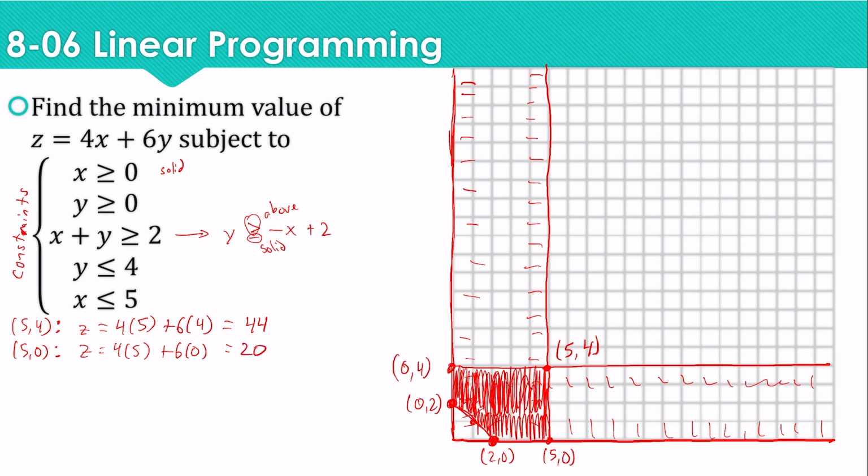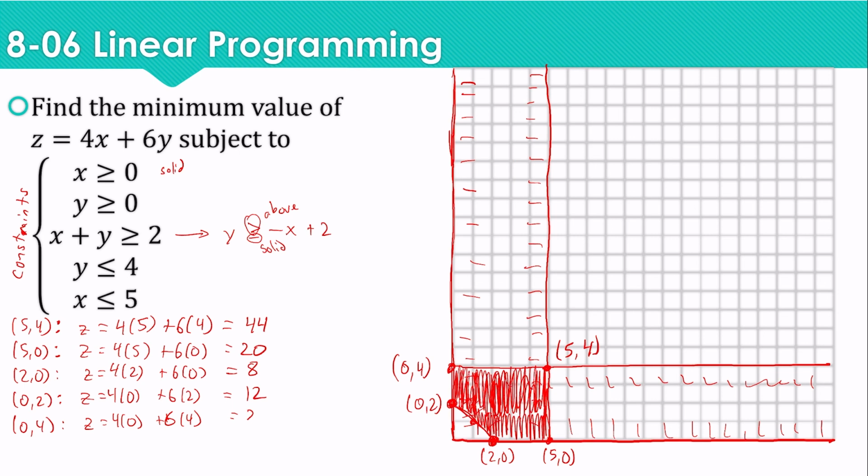Well, that's smaller. How about (2, 0)? 4 times 2 plus 6 times 0 is 8. Well, that's even smaller. Let's try (0, 2). Remember, we only do the vertices of the shaded area. Looks like we get 12. The last one is (0, 4). Fill in a 0 and a 4, and we get 24.